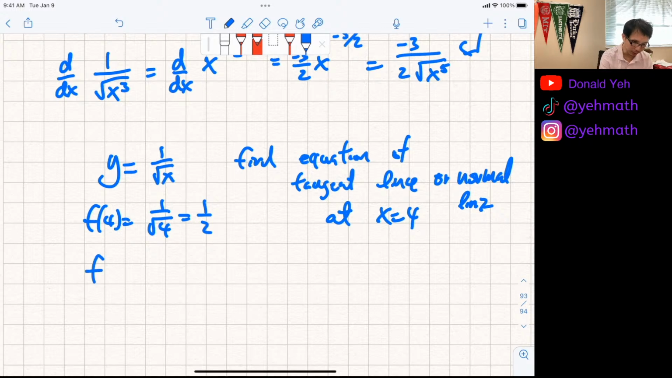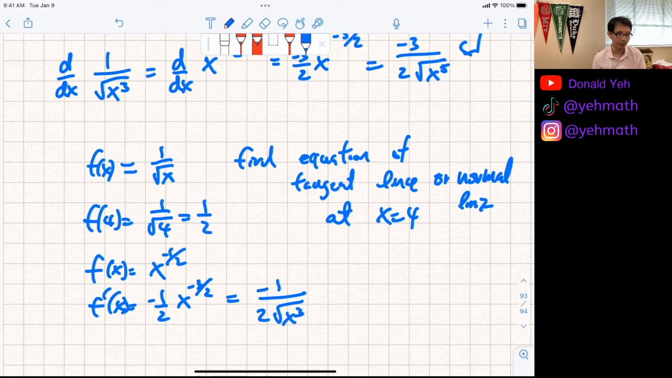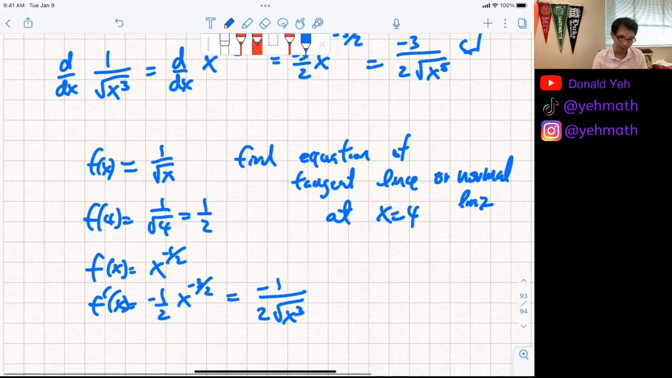So let's just say this is f of x. And I can take a derivative of this. So it'll be x to the negative 1/2. And f prime of x is going to be what? Negative 1/2 x to the what? Negative 3 over 2. Now you got to change it to the bottom, right? The reason why you need to change the bottom is easier for you to evaluate this. So be negative 1.